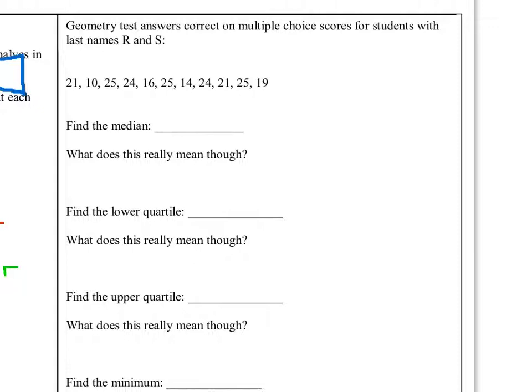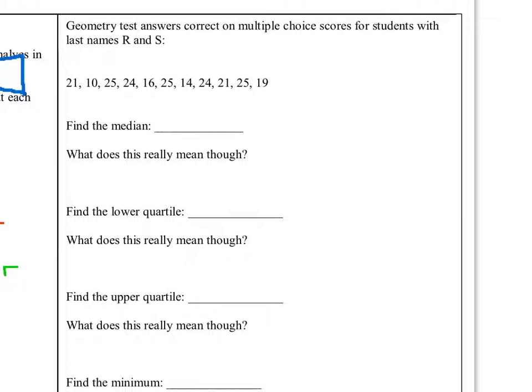Here are the geometry test scores for multiple choice scores for students' last names R and S. So if you have last name R and S, your score is in here somewhere for the multiple choice portion. What's the first thing that they need to do with this data set? If I want to find median, quartiles, and maximum and minimum, first thing I need to do, Janelli. Order them from least to greatest. That is the first thing that I'm going to do.